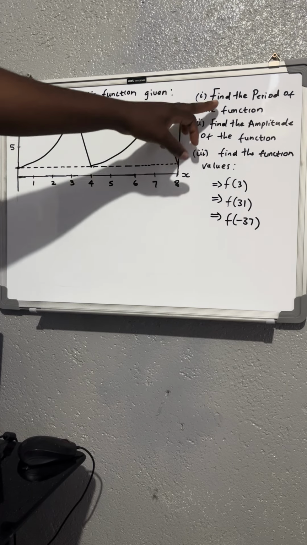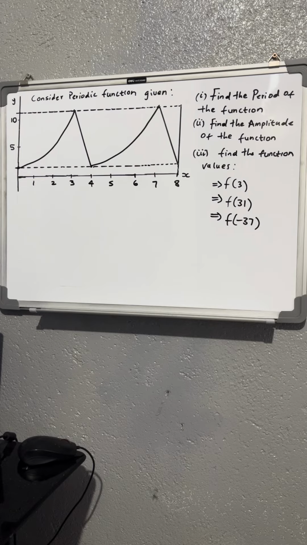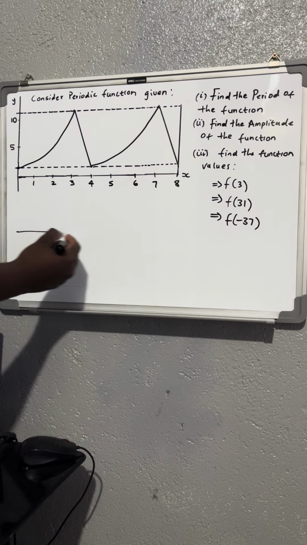They're saying we have to find the period of the function. So what's the period of a function? The period is basically the time to complete one cycle. What does one cycle look like? A one cycle will always look like something like this.